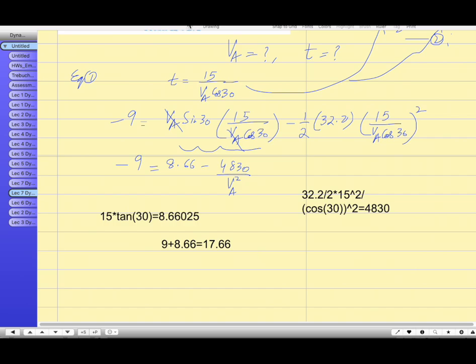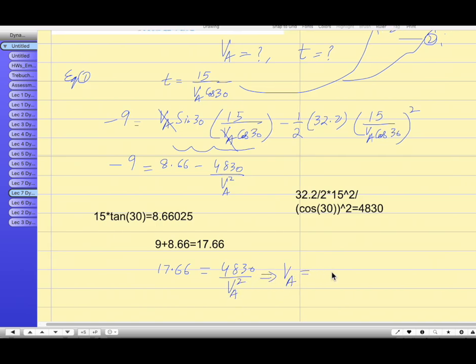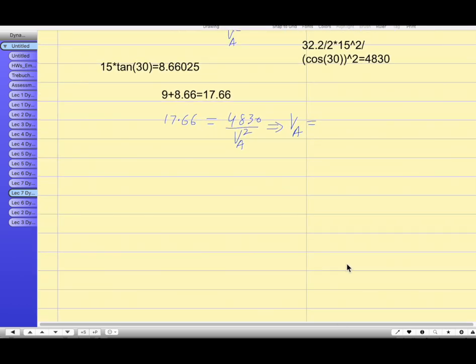So the left hand side is 17.66, which equals 4830 over VA squared. So that means VA equals what? Can you help your professor? Open your calculators or smartphone calculator app to do the math. Square root of 4830 divided by 17.66. I got 16.5. Do you agree with me? One student says yes. So I'm happy that it is verified by the students.